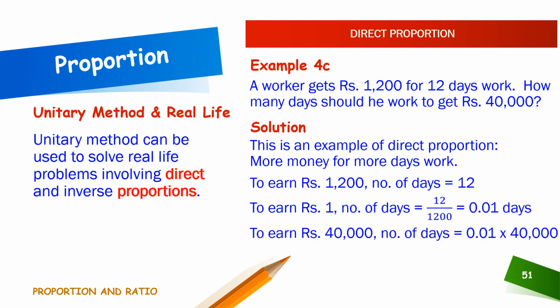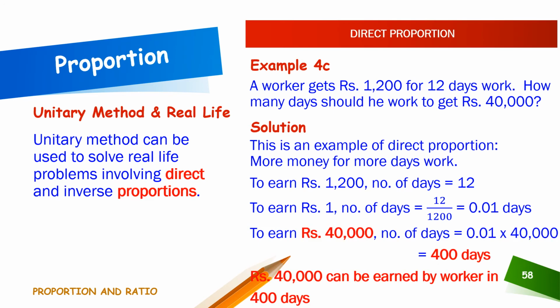And therefore, in order to earn 40,000 rupees, we need to multiply both sides of the previous line by 40,000. And of course, 40,000 times 0.01 is 400 days. So 40,000 rupees can be earned by a worker in 400 days.